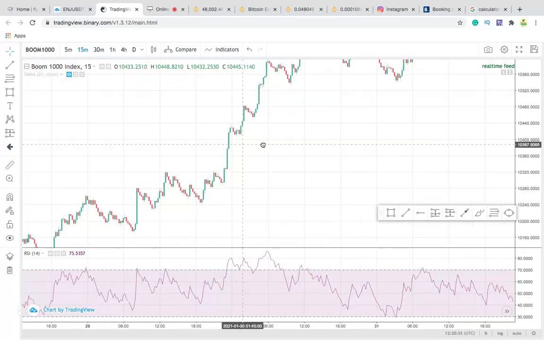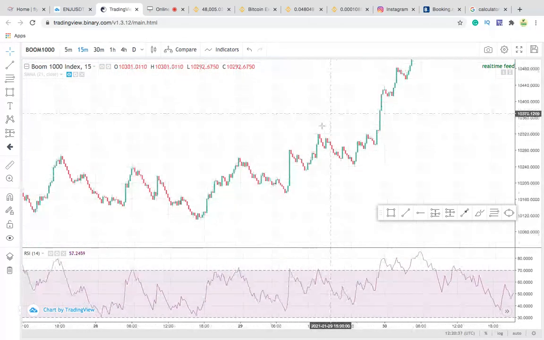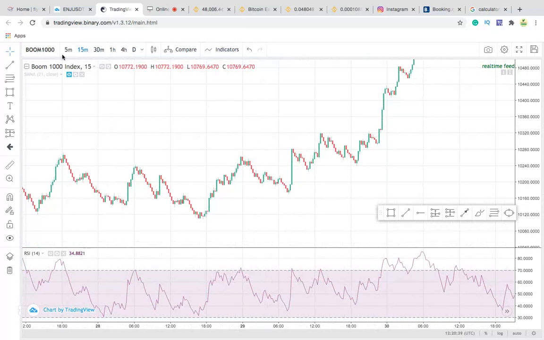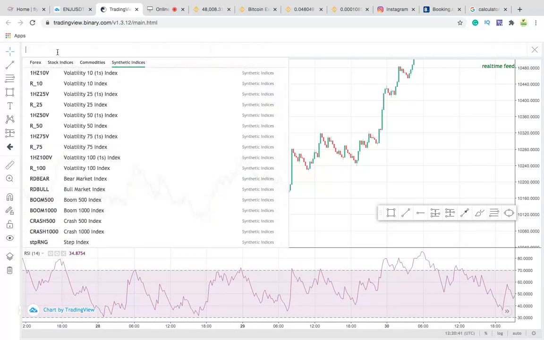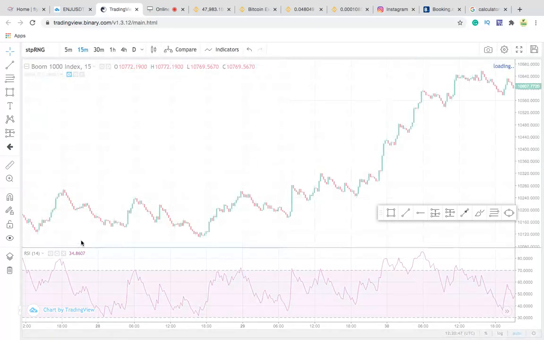There's no breakout. Okay, guys. So let's check another pair. Let's check a volatility pair. Let's check Step Index, M15.